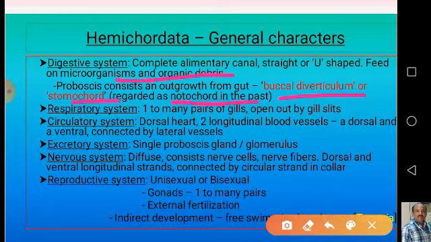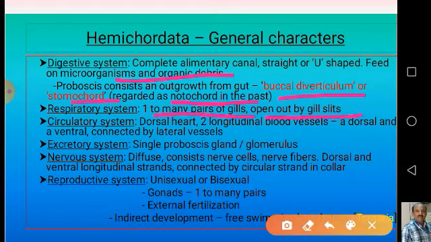Then coming to the respiratory system. Now, in the respiratory system, one to many pairs of gills are present. In some animals only one gill is present, but most of the animals possess many pairs of gills, and these gills open outside by gill slits.